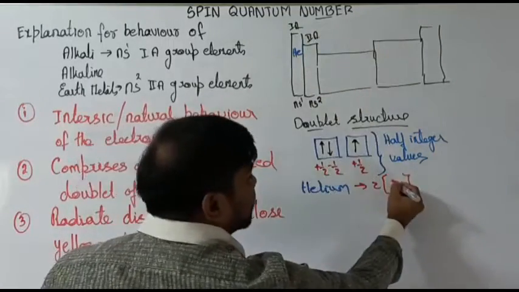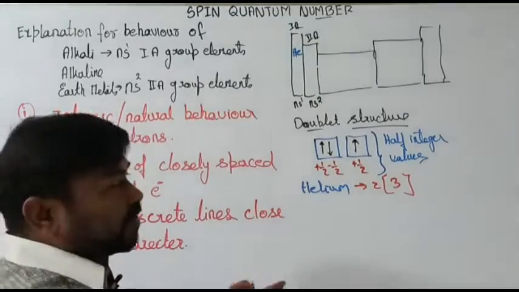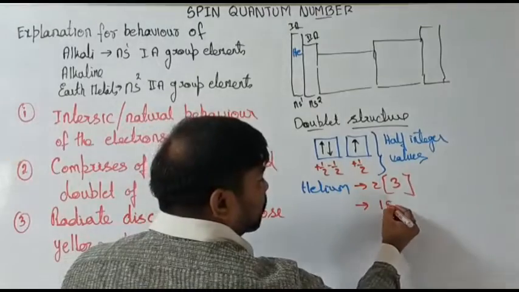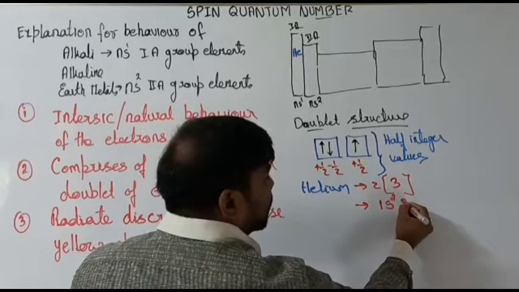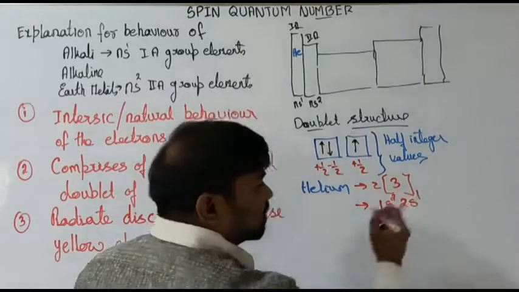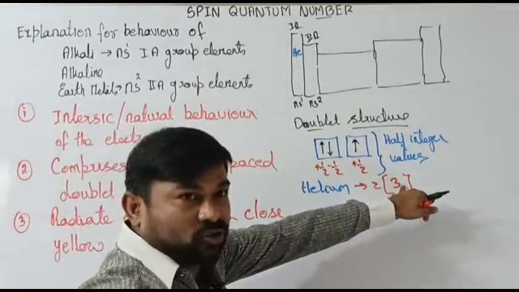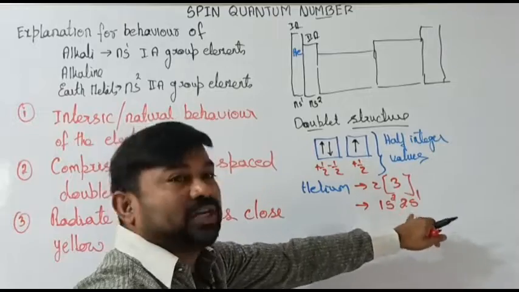Hydrogen, helium, lithium: it's nothing but 3. Right, the atomic number is 3. Now, what's the electronic configuration? It's nothing but 1s2 and 2s1. This is the electronic configuration. So, I repeat, lithium's atomic number is 3, and the electronic configuration is 1s2, 2s1.